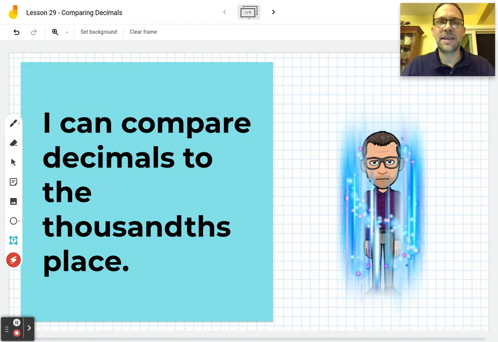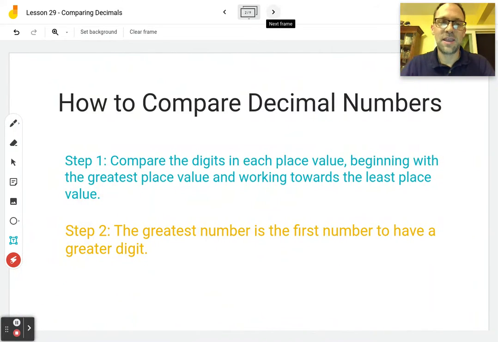Our learning target today is I can compare decimals to the thousandths place. Today we'll look at two decimals and learn a strategy for telling which one's bigger. Let's get started. How to compare decimal numbers.